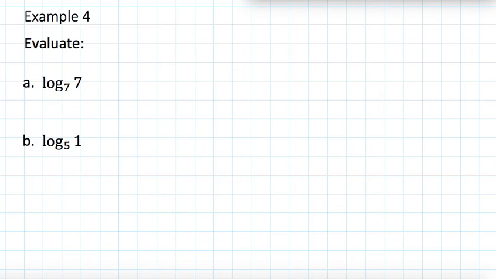Lastly here, we're going to look at example 4, and this is going to be using the same process that we just used in example 3. But these are special types of logarithms. So we'll see in part A, we're doing 7 to what power equals 7? Well, if you have the same number here, then that means that the power is going to be 1, because any number to the first power is equal to itself.